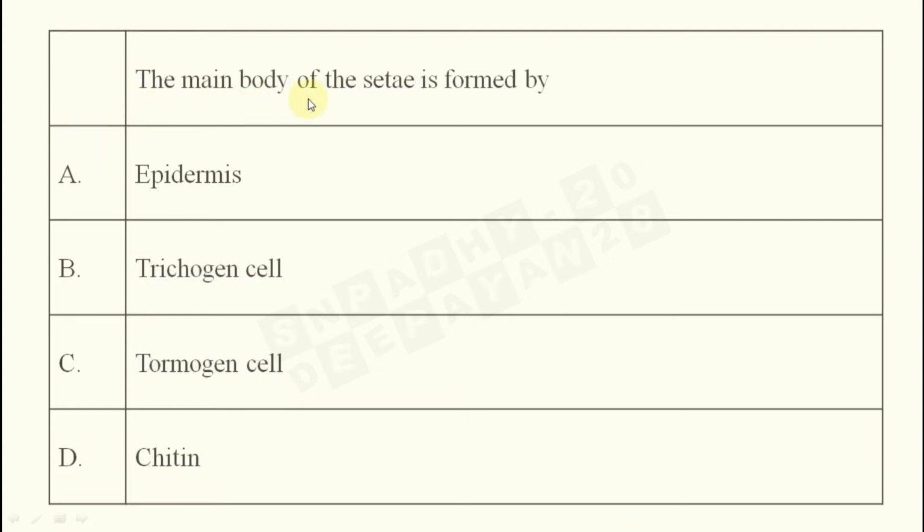You see, the main body of the setae is formed by what? We have discussed about setae, where two kinds of cells were there.